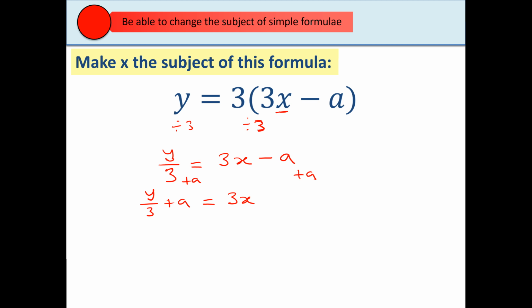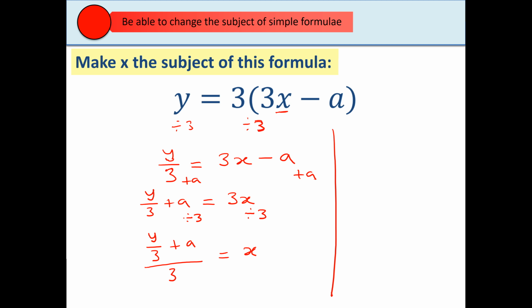Now all we have to do is get rid of the 3 here. So because it's 3 times x, we are going to divide by 3 both sides. Okay. So that's going to give us y over 3 plus a, divided by 3, is equal to x. Now on the left hand side, you probably realize it's got a fraction and then another fraction, so we have to actually simplify that fraction.